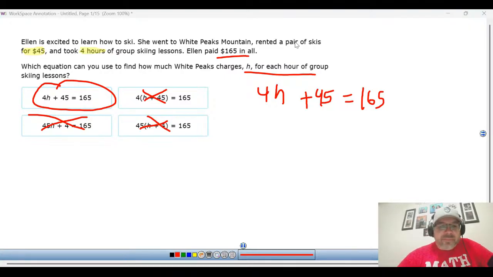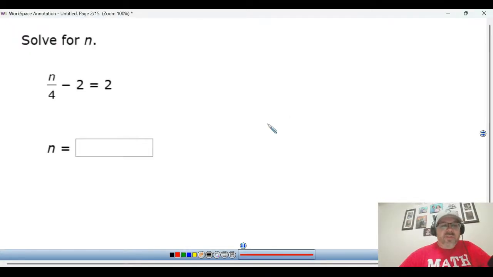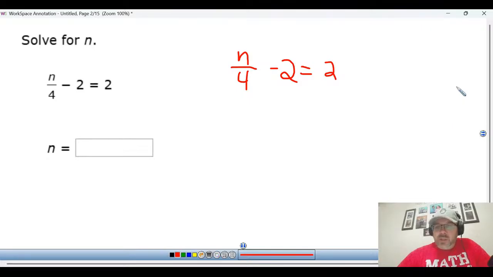All right. Here we go. We're going on to question 2. Question 2, we're solving for n, two-step equations. All right, so this is real easy. I'm just going to go ahead and rewrite this. We got n divided by 4 minus 2 equal to 2.